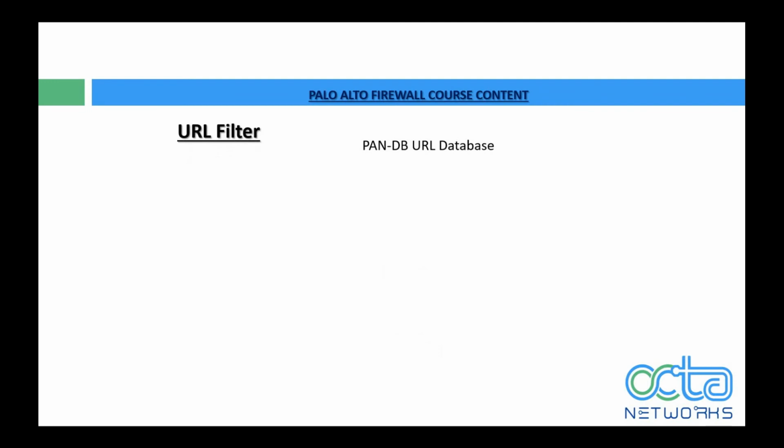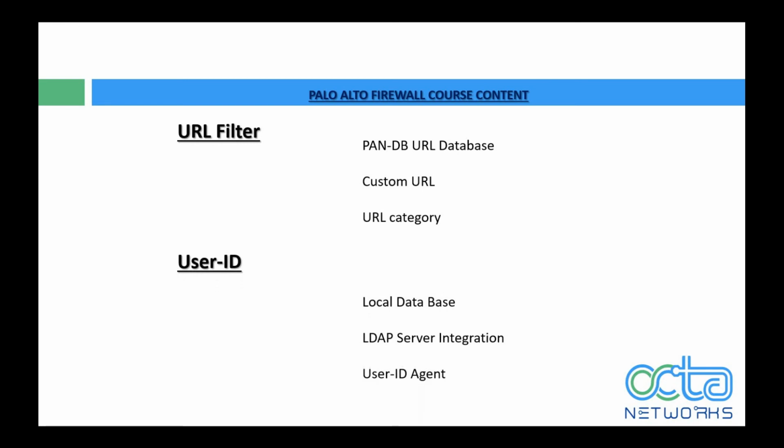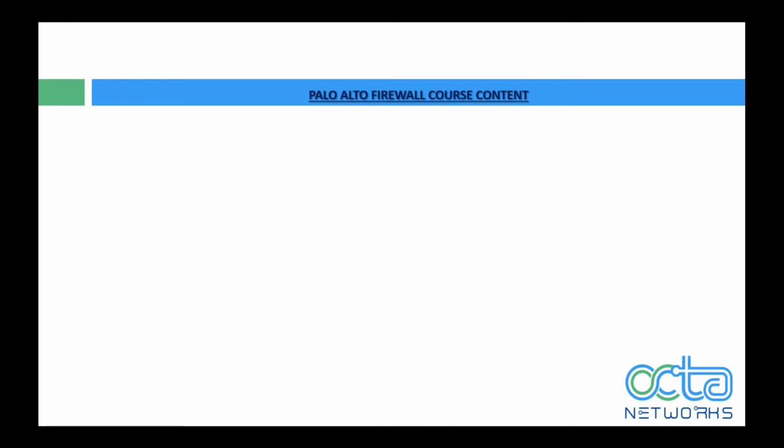In this, first of all we will understand PAN-DB, which is the Palo Alto URL database. This database was introduced with PAN-OS 8.1. Before that we were using BrightCloud. So we will understand what a custom URL is and how many types of URL categories you have in Palo Alto. After that, in User-ID, first of all we will check the local user database. After that, how to integrate an LDAP server with your Palo Alto firewall. After that, User-ID agent and captive portal. We are going to cover all these topics inside User-ID.